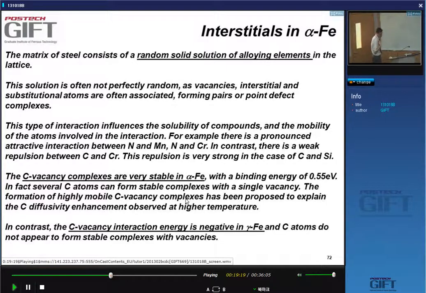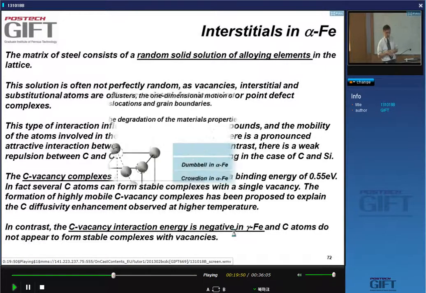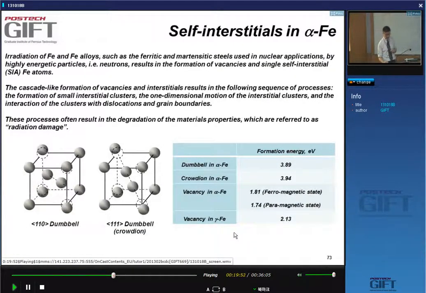Things can change dramatically when you go from a ferritic to an austenitic situation. Whereas carbon and vacancies form complexes in alpha iron, they don't in gamma iron. The interaction energy is negative, and so it's slightly repulsive. So very complex things happen with point defects in steel, and it's not very much studied, except for people who worry about these things.